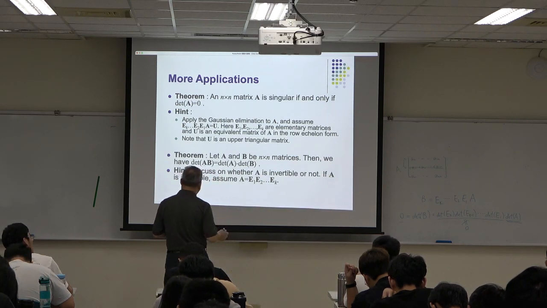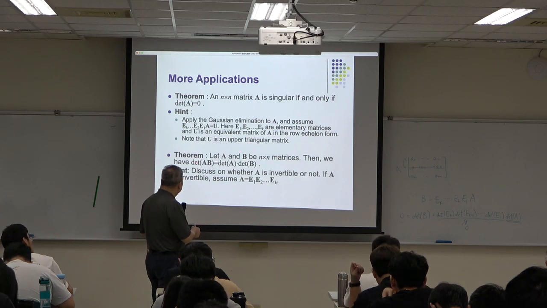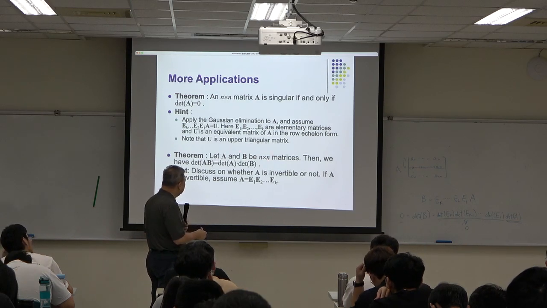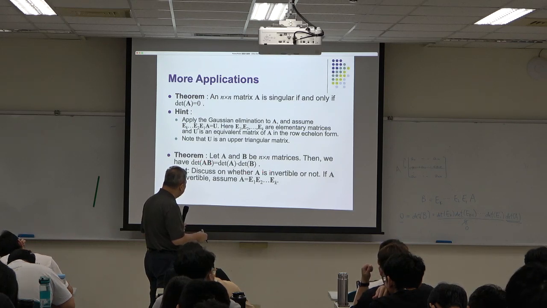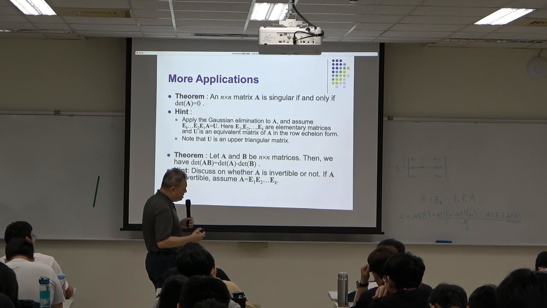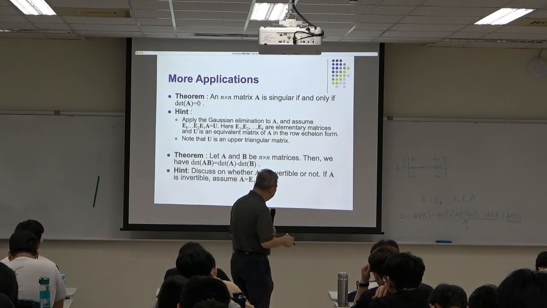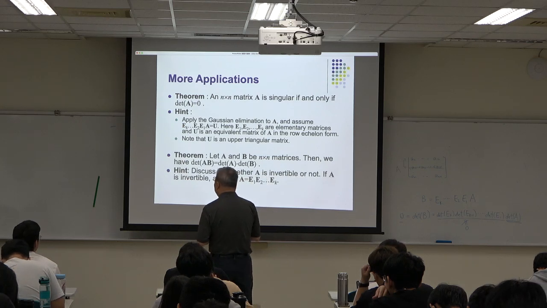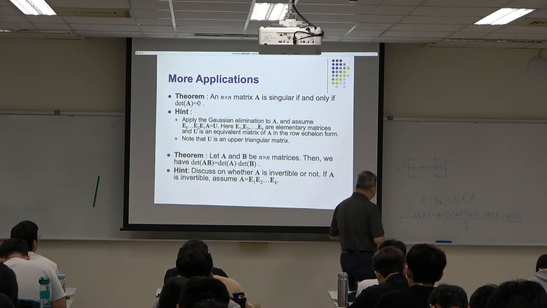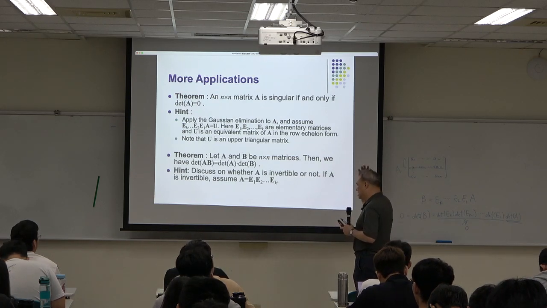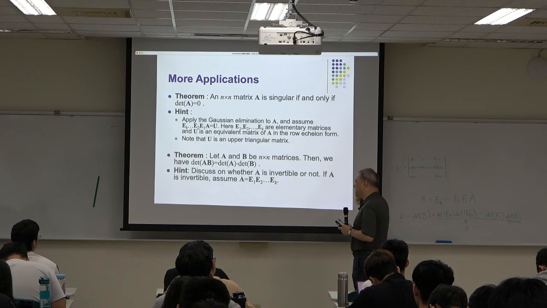So, the theorem: let A and B be n times n matrices, then we have the determinant of AB equal to the determinant of A times the determinant of B. Okay, so eventually we have this theorem that could simplify determinant computation. Okay, so how do we prove that?